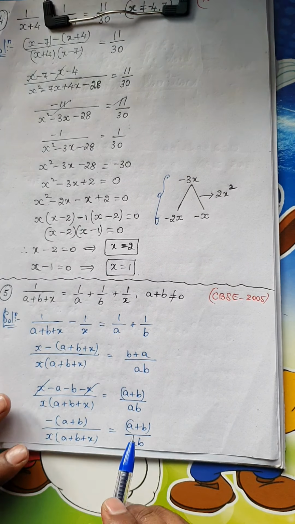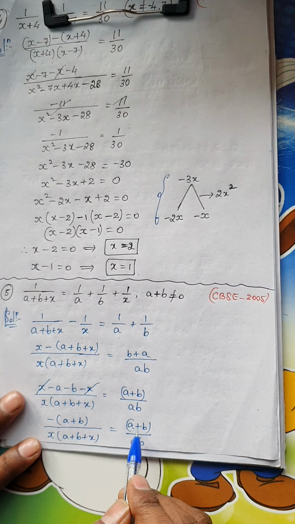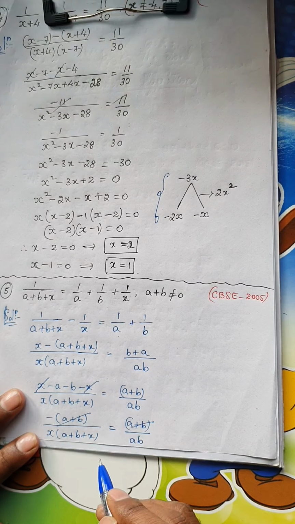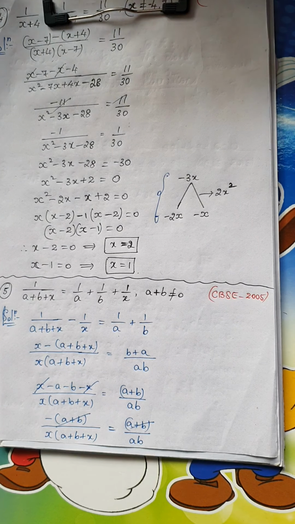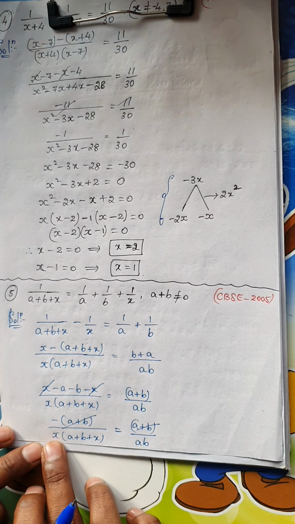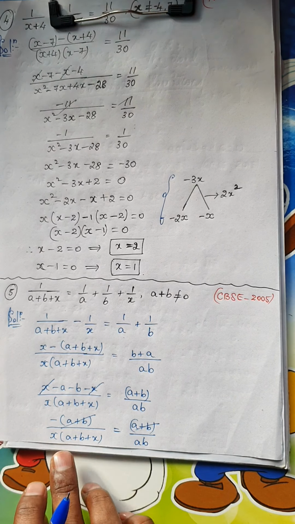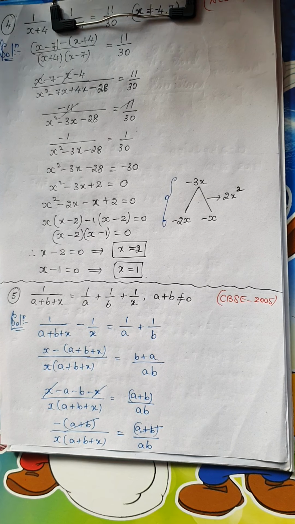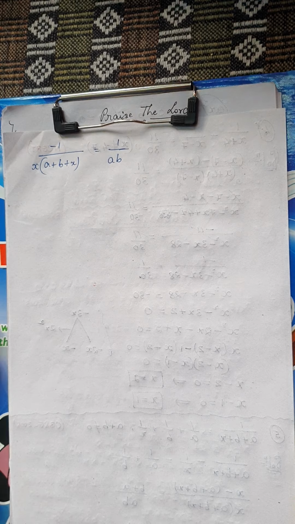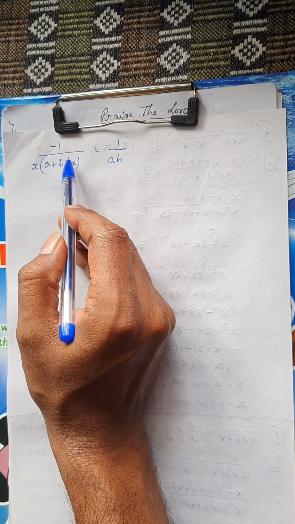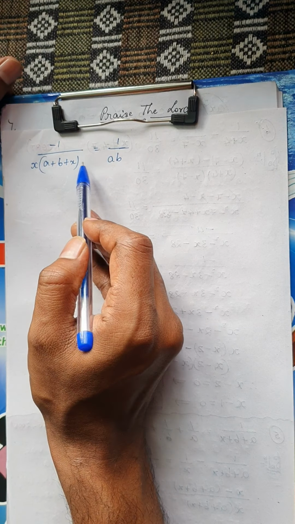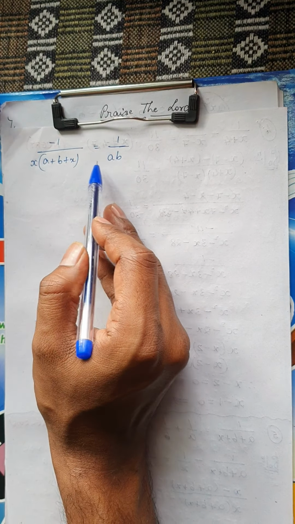As similar to the previous question, I have a plus b term common in both numerators on either side of the equals sign. So I'm going to cancel a plus b. Then let us see what we are going to get. We are going to get minus 1 divided by x into a plus b plus x, which is nothing but 1 divided by a into b.